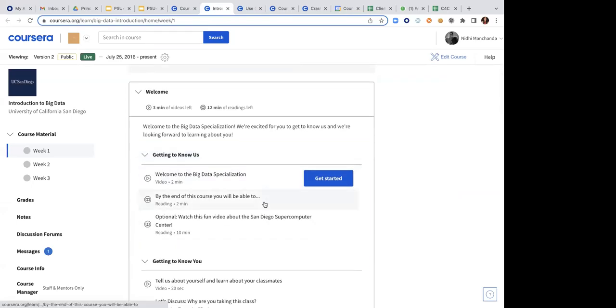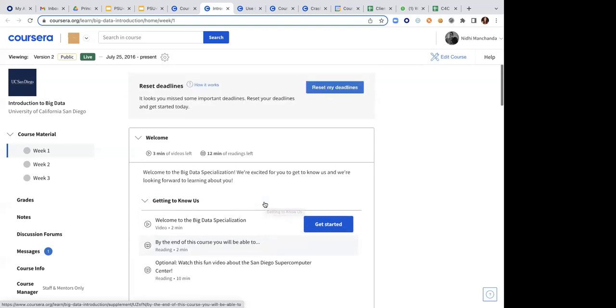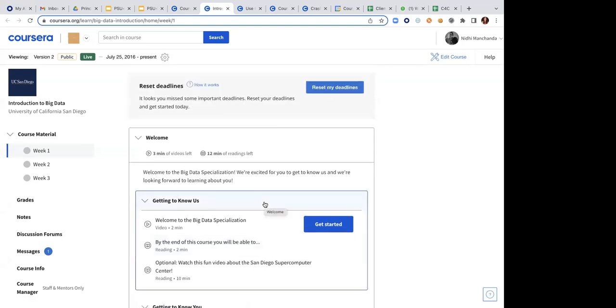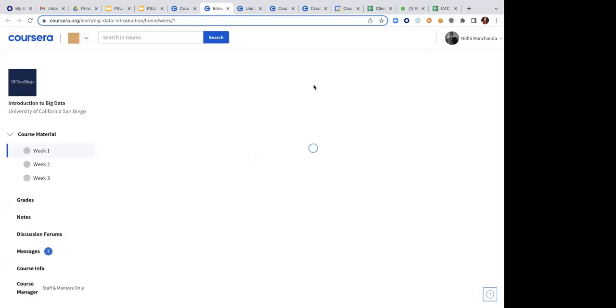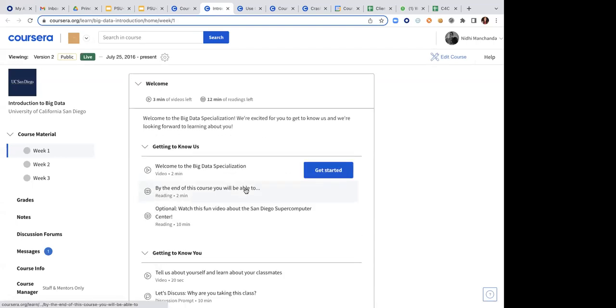In this case, I keep on enrolling into multiple courses for demo purposes, but of course I'm not learning all of them. So in this case, I did not complete the assignment and I missed the deadline. I can reset it and then I can continue with the course. It's that simple. Okay, thank you. Great. Any other questions?